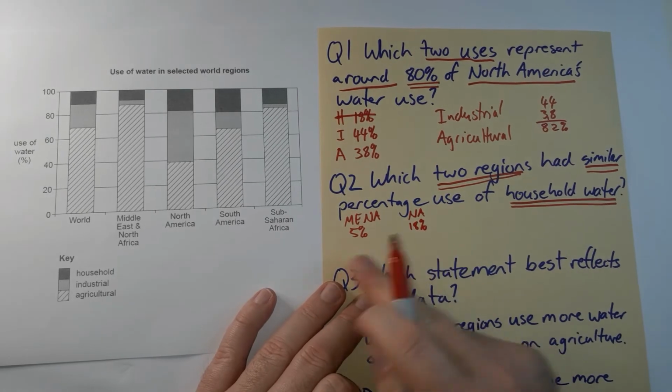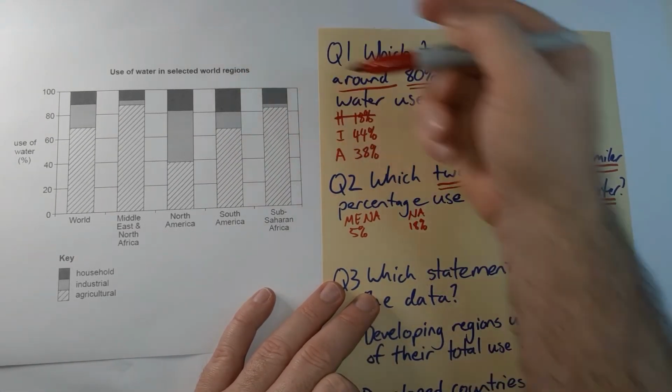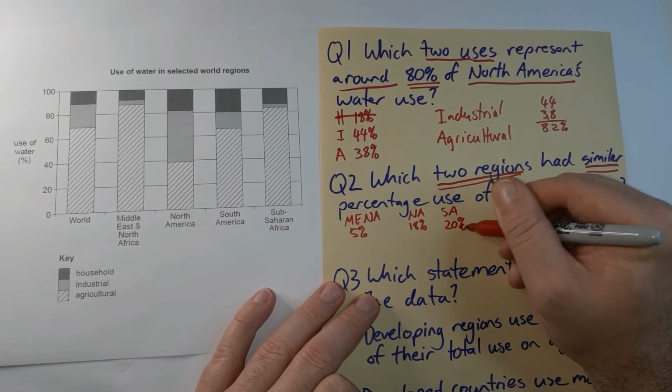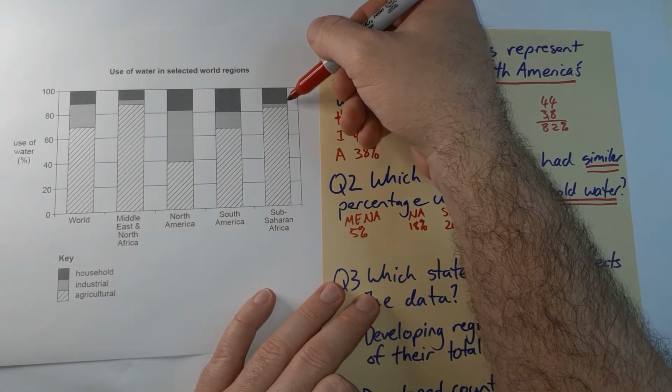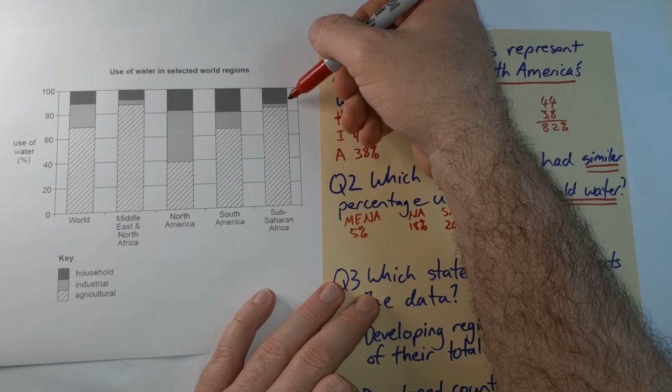So they're not very similar at all. For South America, it looks like it's about 20%. And then for Sub-Saharan Africa, we're looking at about, I'd say 15%.